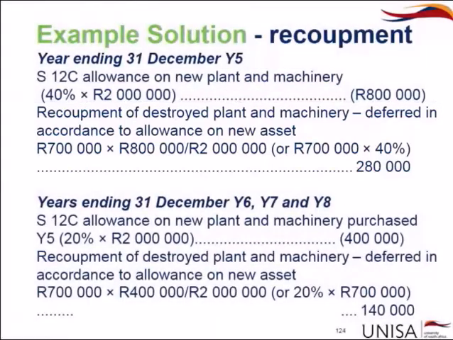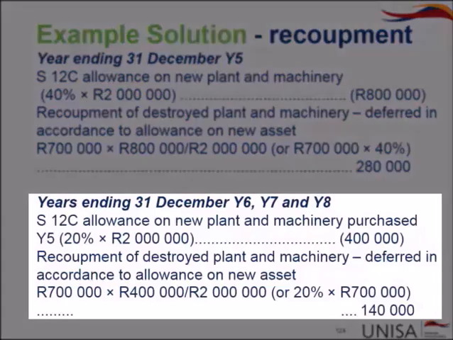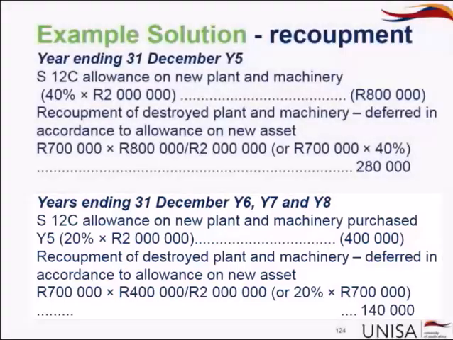So we get a deduction of 800,000 for the new machine, and we will include a recoupment of only 280,000. In the following years, from year 6 to year 8, we will again get those allowances in terms of section 12C on the new plant, and we will get the recoupment in the same percentages, which will then be the 20-20-20. So as you can see, the impact of this is that rather than paying tax now on the 700,000, we are delaying the tax effect by bringing in only the portion that relates to the allowances on the new machine.